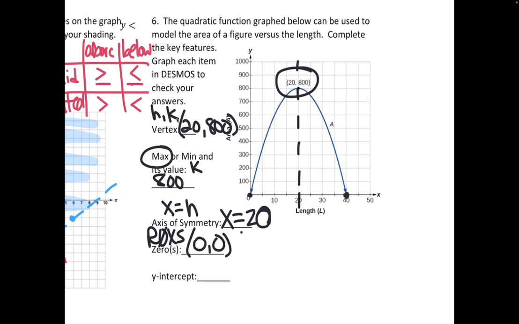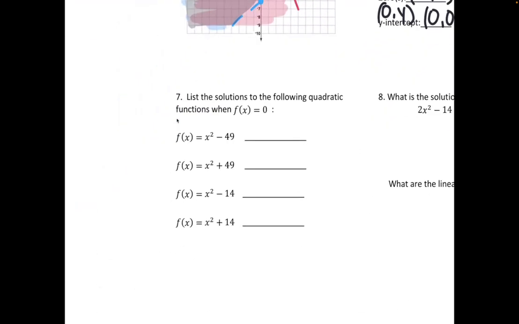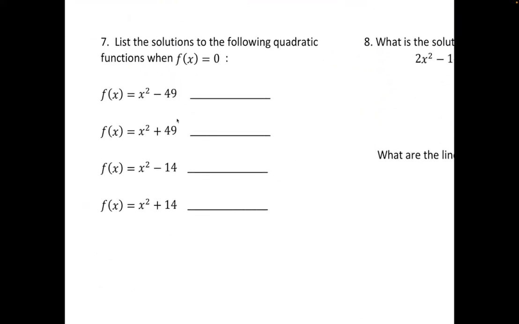So you could write it as coordinates like this, or sometimes they have it in set notation like this with the braces. The y-intercept is where it crosses the y-axis, and it also happens to be (0, 0). So that's kind of vocabulary from before. Number 7, what are the solutions?